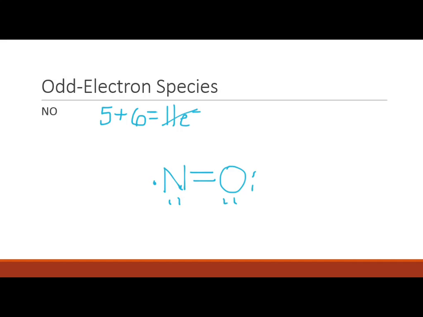Now you can imagine that this isn't going to be terribly stable, right? Because nitrogen really wants an extra electron. So this is what's known as a free radical.